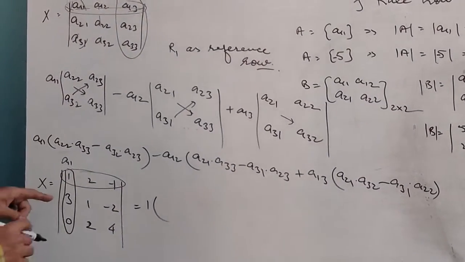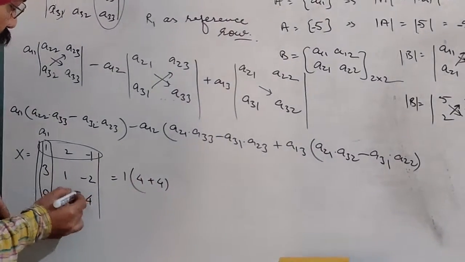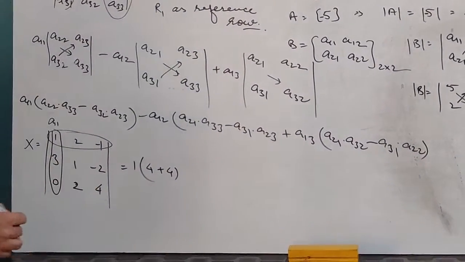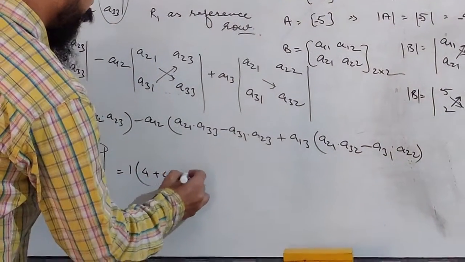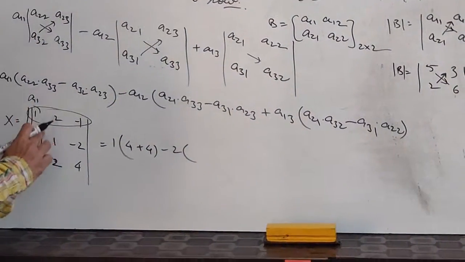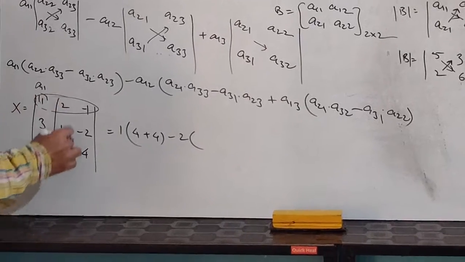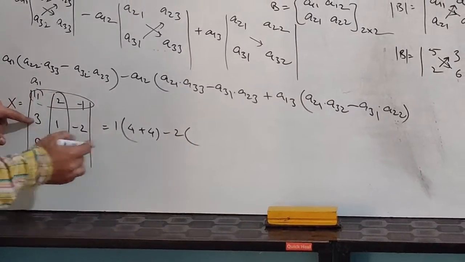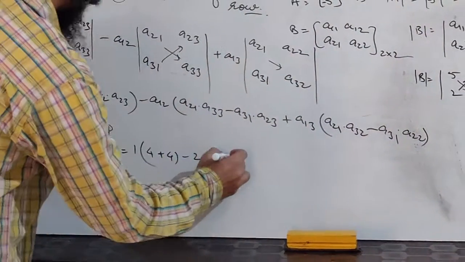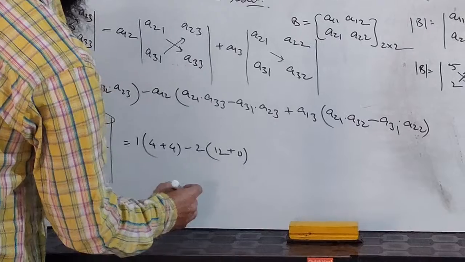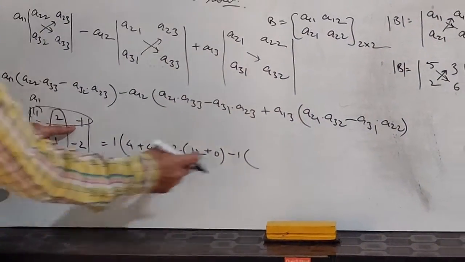Take the determinant of these four elements. This will be 4 plus 4. Whenever you have to multiply from bottom to top, a negative sign will be introduced, so it will be minus and minus, which is plus. Again, here minus 2 into, this thing you can do in your mind also. The first row and the second column will be removed. Now 3 into 4 is 12. When you multiply from bottom to top, a negative sign will be introduced, so this will be plus 0. Again, minus 1. The sign is the same, as this is minus 1.